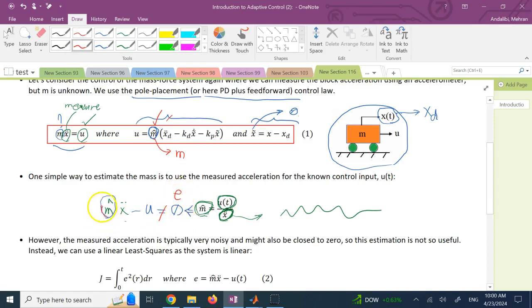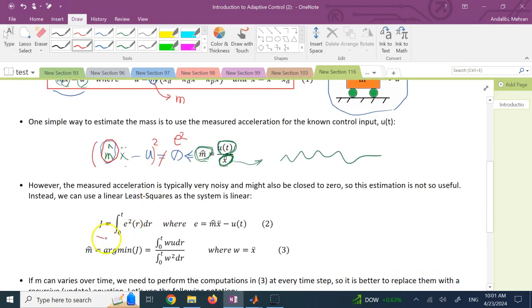And the goal is to find this m hat so that we minimize this error for different measurements of x double dot and u. In order to do that, we can simply square both sides, right? And then find this m hat that minimizes this E. And since it's a function of time, we minimize the error squared integrated over time. And so we have to use a least squares technique. So here, as I said, E, the definition of it is m hat x double dot minus u.